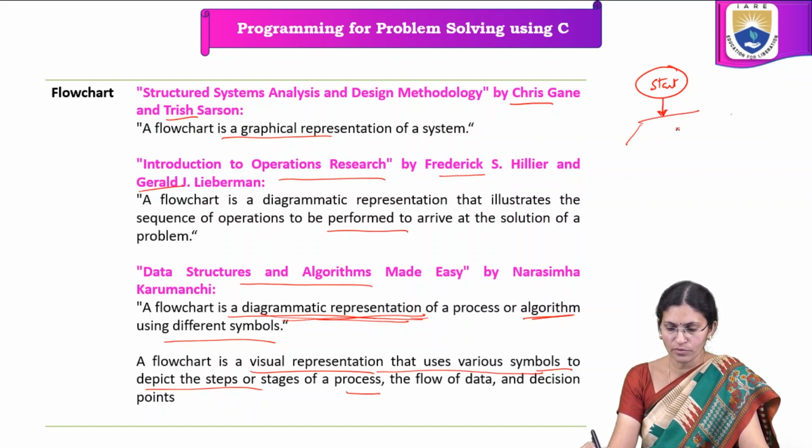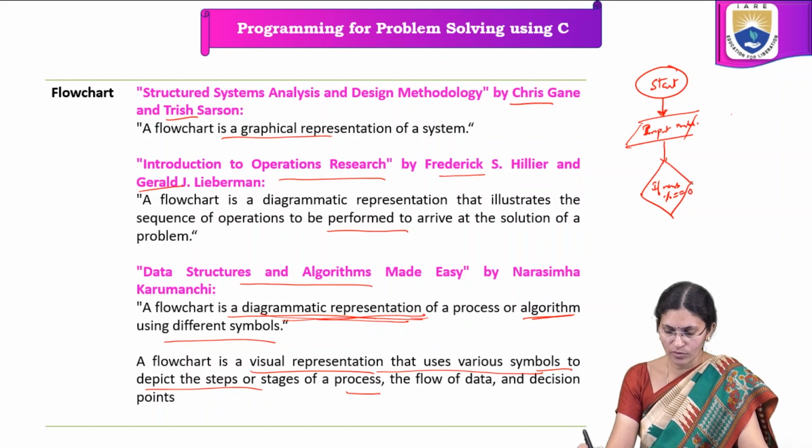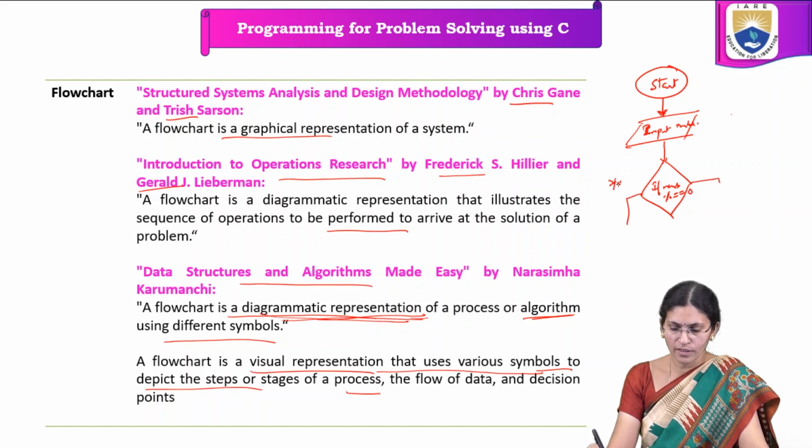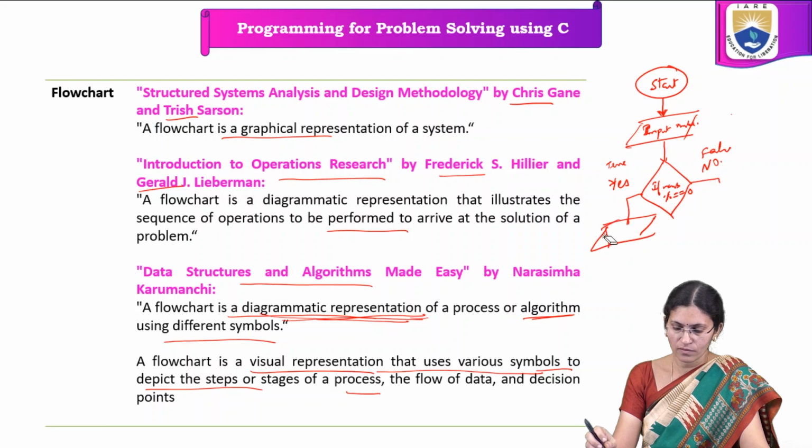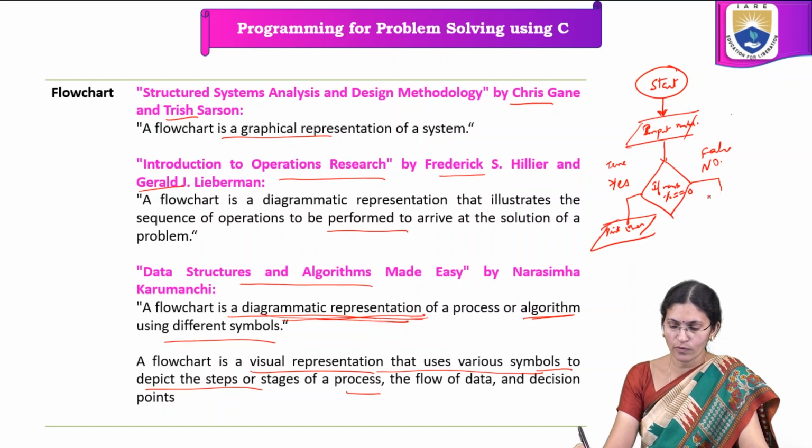In the next step you need to read the number, that is, input the number. After you input the number, the next step is to check whether it is even or odd. If the number mod 2 is equal to 0, then it is even. The answer is yes or no, or you can say true or false. If it is true, then print even. If it is false, print odd.